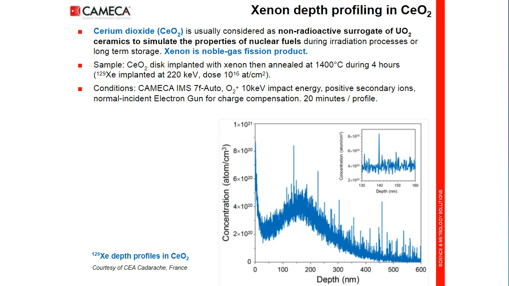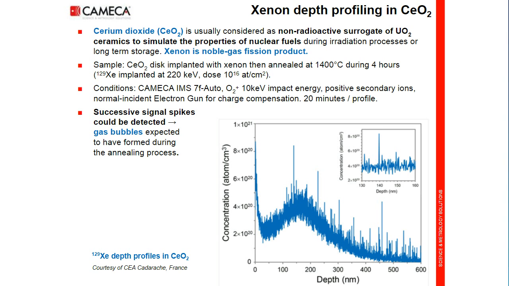It should be mentioned that similar results were obtained for repeated measurements on different sample areas. To be noted, the cerium matrix signal is monotonous without spikes, which rules out any instrumental issue. The baseline signal corresponds to dissolved xenon, whereas the signal spikes indicate the presence of gas bubbles expected to form during the annealing process. These results are in agreement with previous studies showing xenon bubble formation in irradiated nuclear fuel.